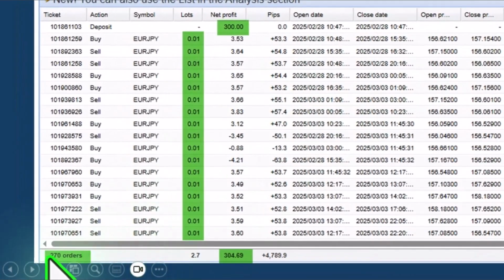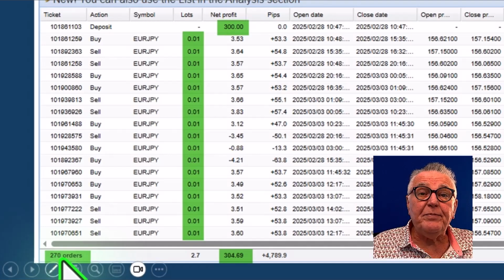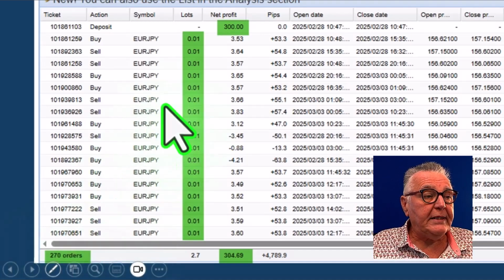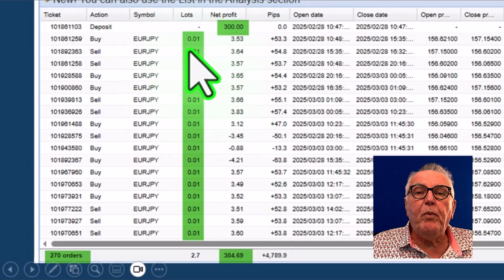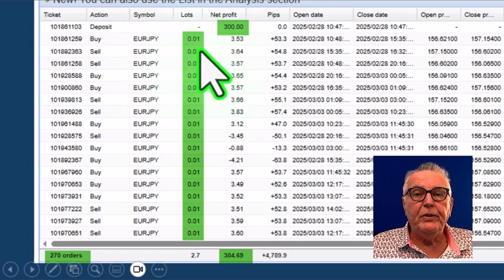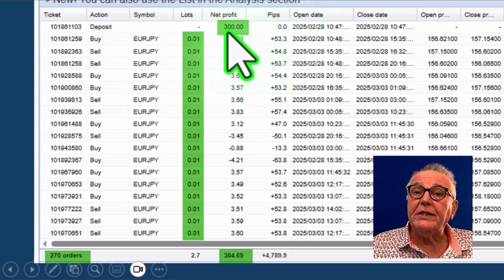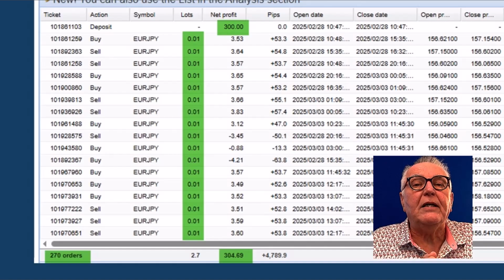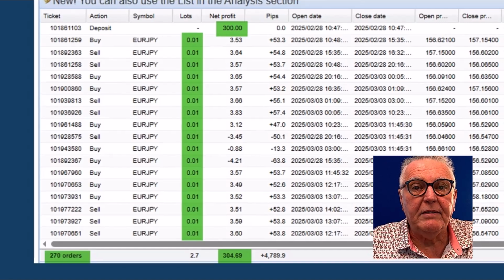You can see that there have been 270 trades made by the EA, so it's traded a huge number of trades, and it only uses 0.01 lots per trade, because this is a small $300 account. Now even with it being a $300 account, it managed to double that account.